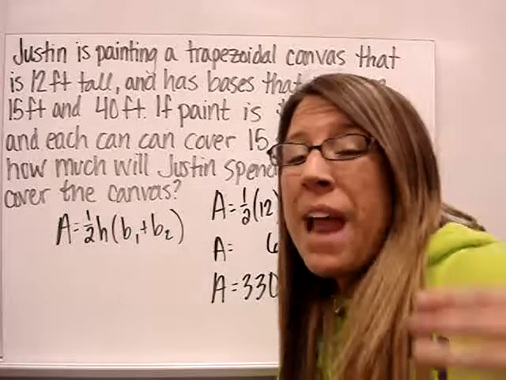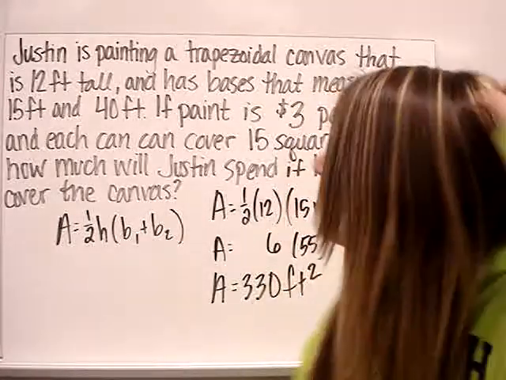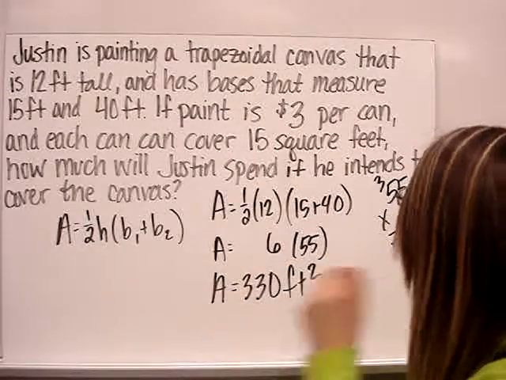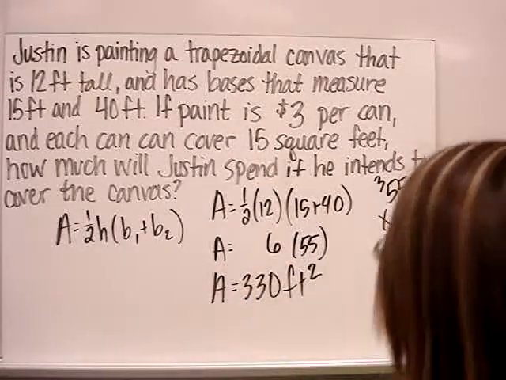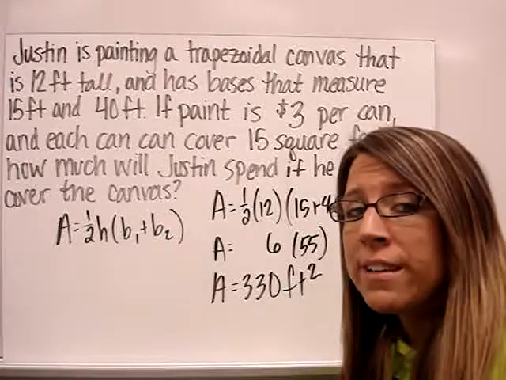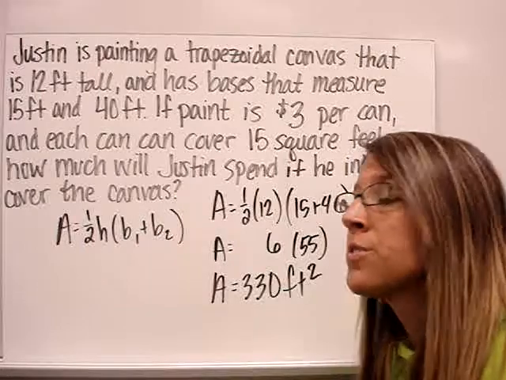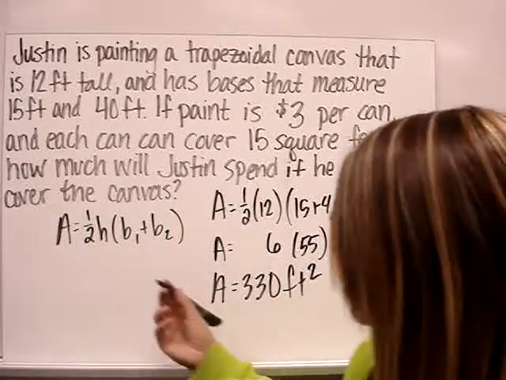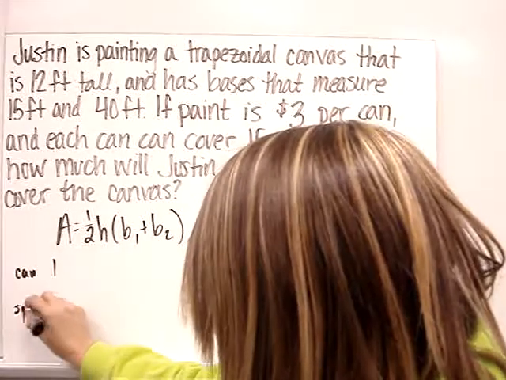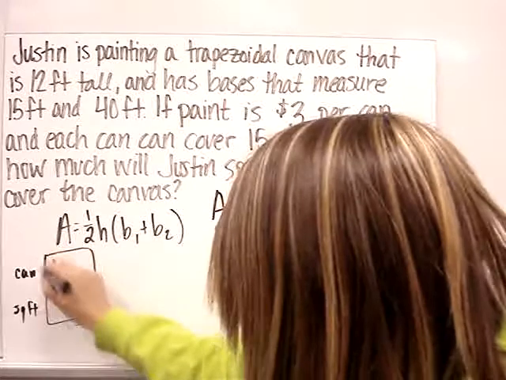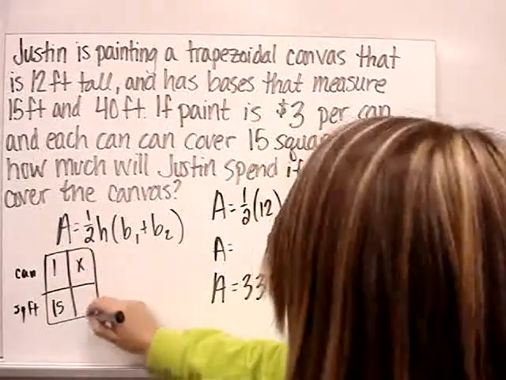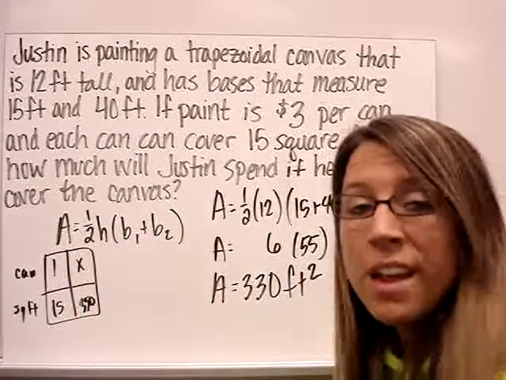But normally it would ask me, that might be the end of my problem, but it isn't. If paint is $3 per can and each can cover 15 square feet, how much will he spend? Wow. So if I need to cover 330 square feet and one can covers 15 square feet, I could do this, cans and square feet, and I could say, well, one can covers 15 square feet. How many cans cover 330 square feet, right?